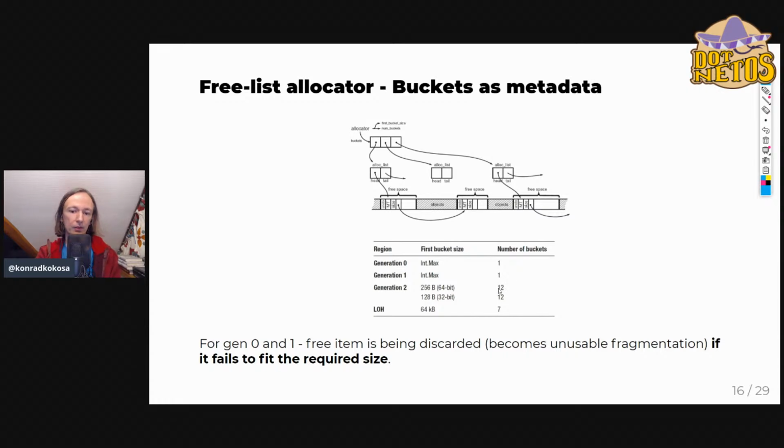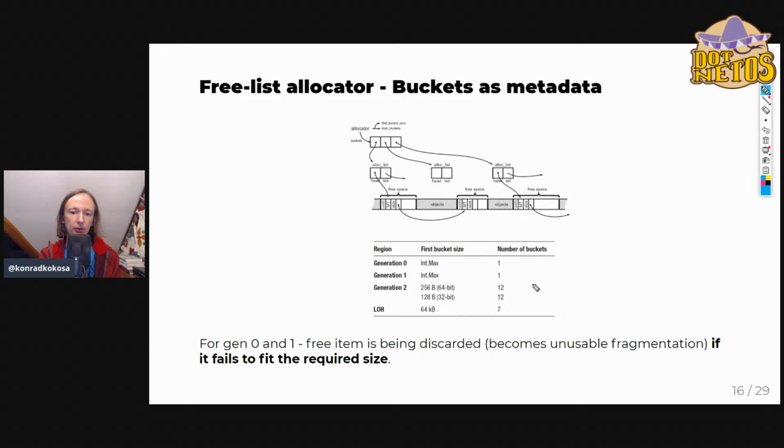Then we have, for example, 12 buckets, and the first bucket size depends on the bitness of the runtime, 256 bytes. The next one will be 512 bytes, and it will just be doubled bucket by bucket and so on. So we will have 12 buckets inside our metadata about the FreeList, the free space.